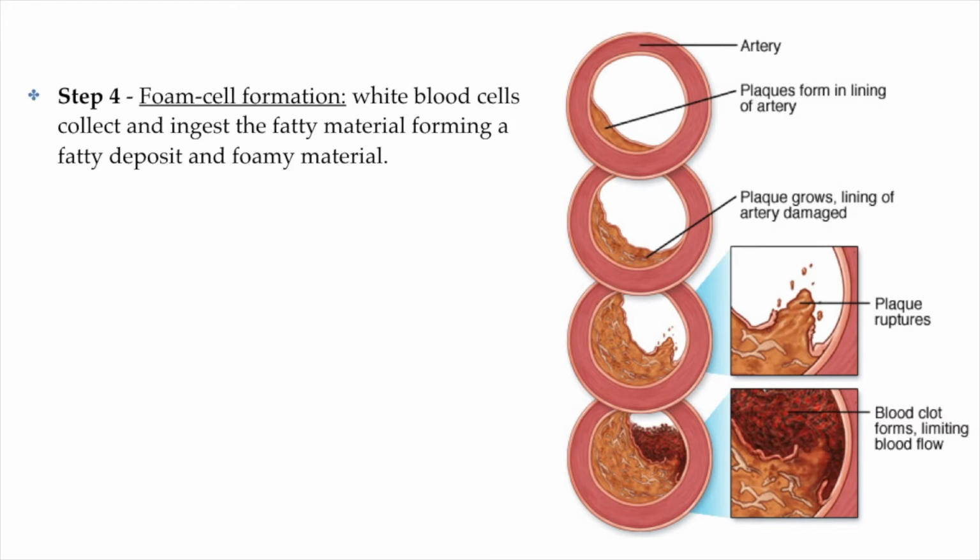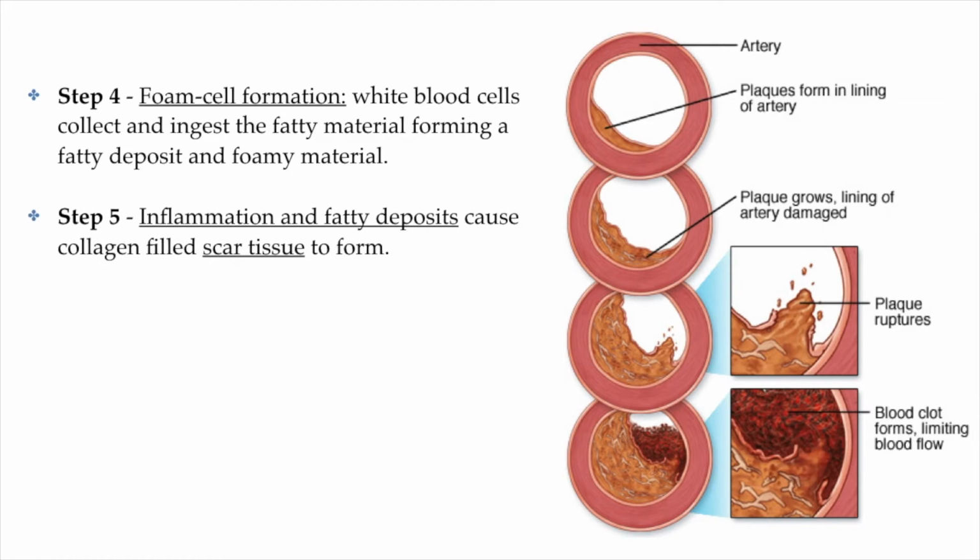The next step is something called foam cell formation. In this case, foam cells are formed when white blood cells start to eat or ingest the cholesterol, the fatty material that is now lodged inside the artery walls. And that forms this fatty deposit that has a foamy appearance because you have the white blood cells that have basically been consuming all this lipid.